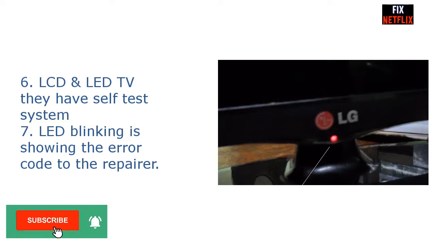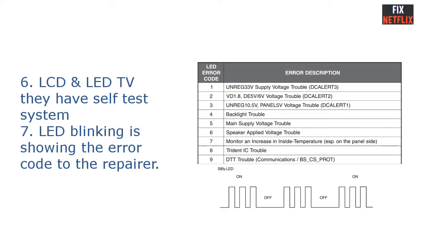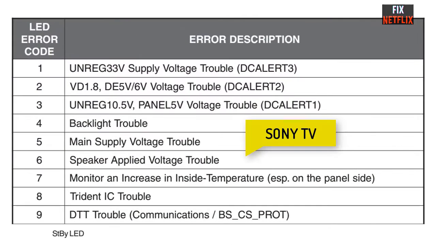Lots of LCD and LED TVs have a self-test system, and when an abnormality occurs in the TV, the self-test protection circuit will operate and reset the TV to standby mode. During this time, the defective block or board can be identified by the number of blinking times of the power LED in front of the TV.